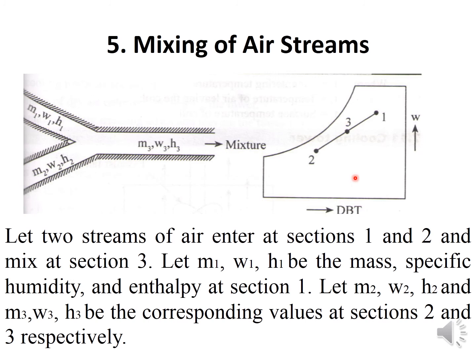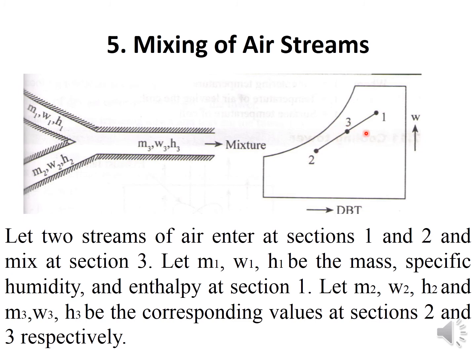So if I draw these points on the psychrometric chart, initially the condition of this air is at this point, with this mass of air and this specific humidity. If I draw a straight line, you will get the value, and if I draw a curve like this, it is called enthalpy. At point 2, the specific humidity is less, and the enthalpy is this much. So when they both mix, they will attain condition 3.